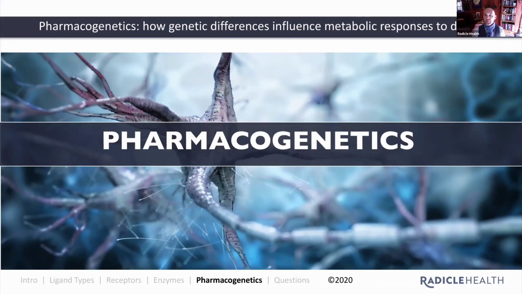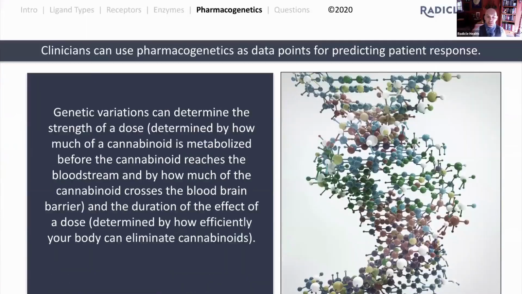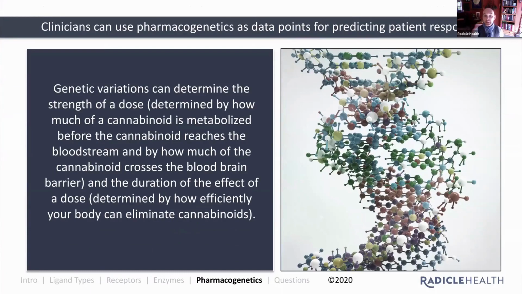I want to talk really briefly about pharmacogenetics. I just have a couple of slides, and then we'll take some questions and comments. Pharmacogenetics, again, is the study of how genetic differences influence enzymes, drug transporters, receptors, and metabolic responses to drugs. Pharmacogenetics might not only contribute to differences in efficacy and adverse effects among different ethnicities and genders, but also differences among all individual patients. So clinicians and patients can use pharmacogenetics as data points for predicting patient response and for mitigating adverse side effects, especially in cannabis-naive patients or in patients who are poor metabolizers.